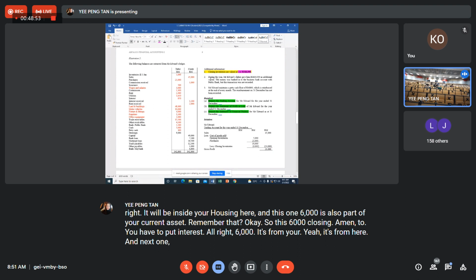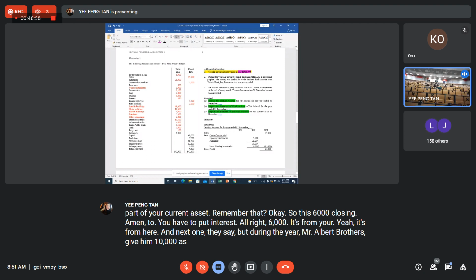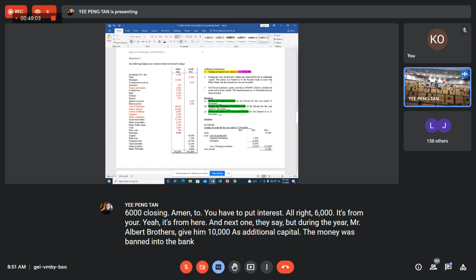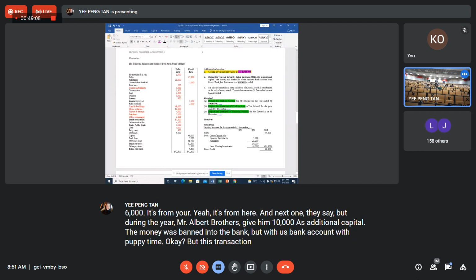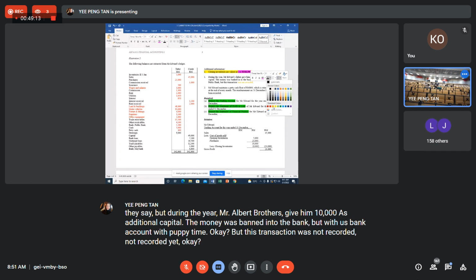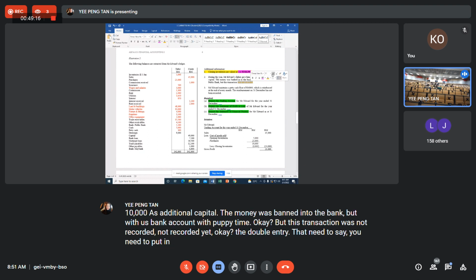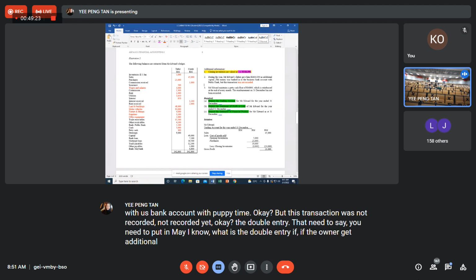And next one, they say what? During the year, Mr. Albert's father gave him 10,000 as additional capital. The money was banked into the business bank account with public bank. But this transaction was not recorded yet. That means you need to put in the double entry. May I know what is the double entry if the owner gives additional capital? Debit where and credit where?